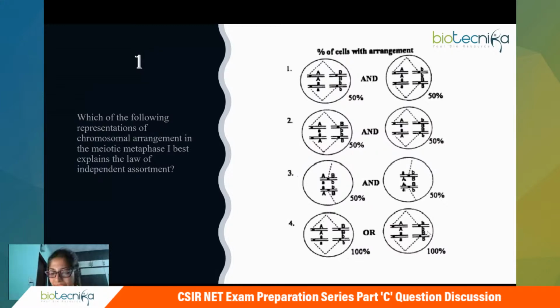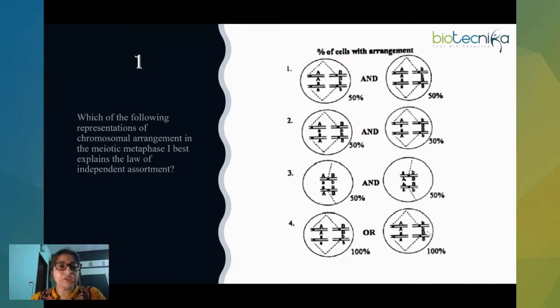Okay. So this is one of the questions, which says: which of the following representations of chromosomal arrangements in a meiotic metaphase 1 best explains the law of independent assortment?